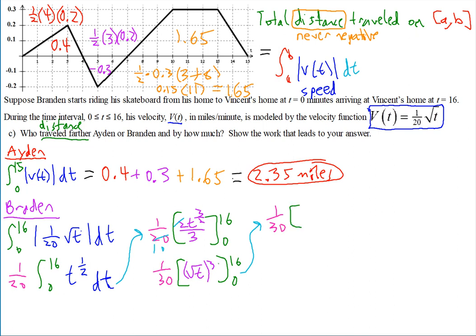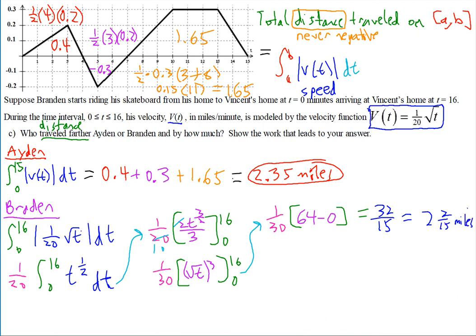If you plug in 16, square root of 16 is 4. 4 cubed is 64. Minus, when you plug in 0, it's just 0. So for Brandon, we got that he traveled 64 over 30. You can divide those both by 2, which gives you 32 15ths, which, if you make it a mixed number, is a little easier to compare. 15 goes into 32 twice, and there's 2 15ths left.